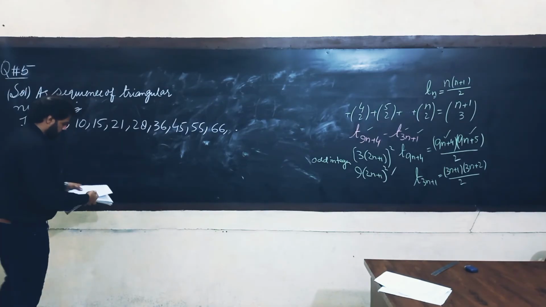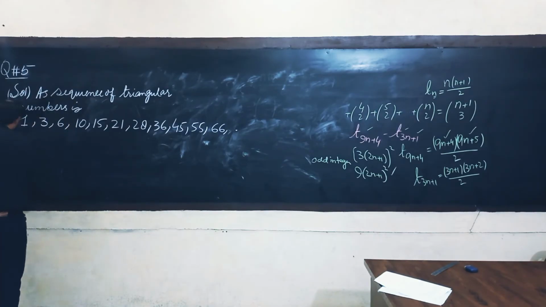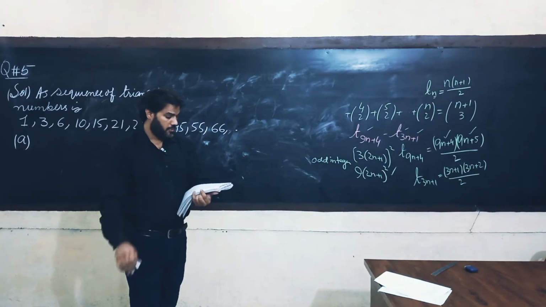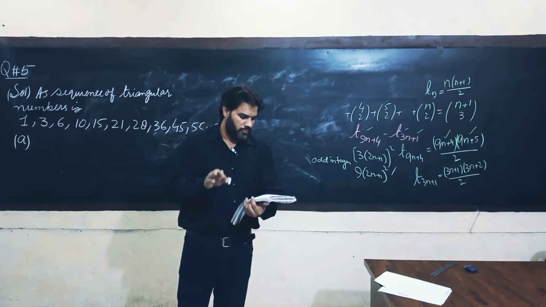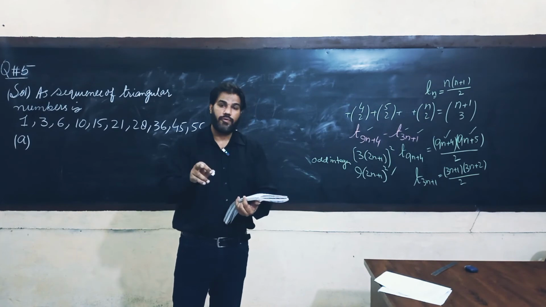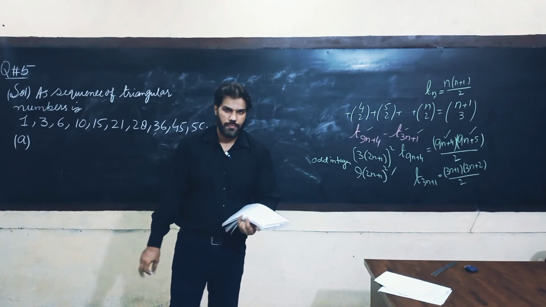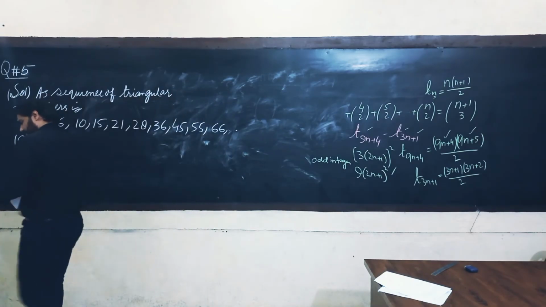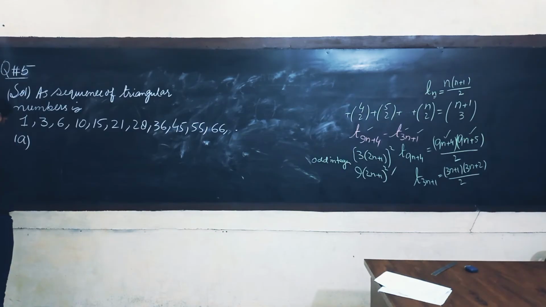Now the first question. In the sequence of triangular numbers, you have to find two triangular numbers whose sum and difference are also triangular numbers. From this sequence, you can easily find two numbers whose sum is a triangular number and whose difference is also a triangular number.